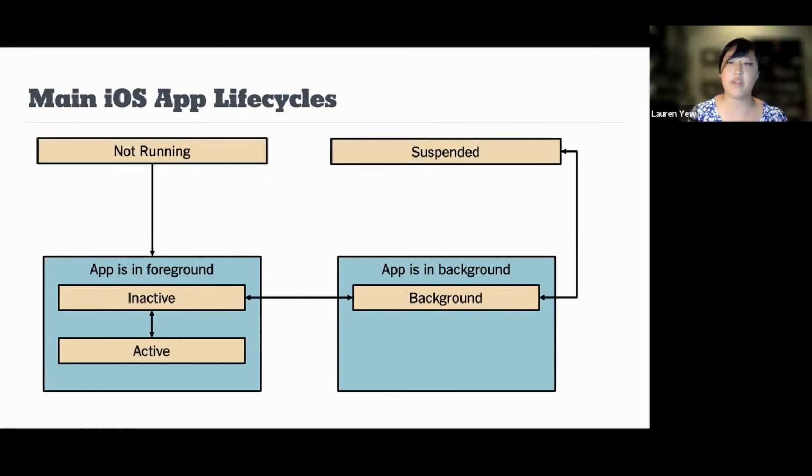From there, it can come into background, say if there's a poll timer that needs to wake up and tell the app to do something, or if the system decides it's running out of memory, it can terminate the app, and then we're back to the not running state.